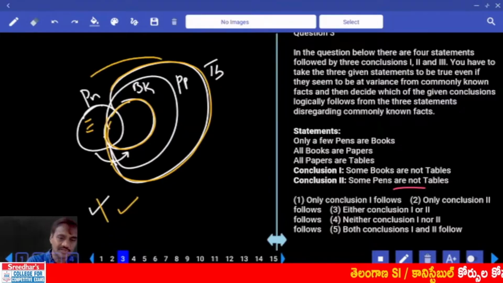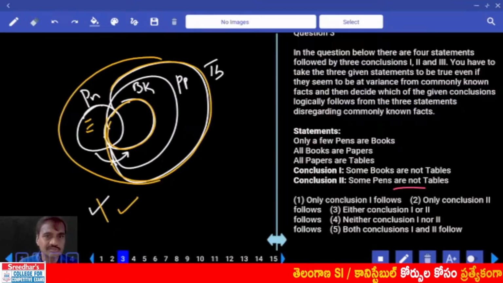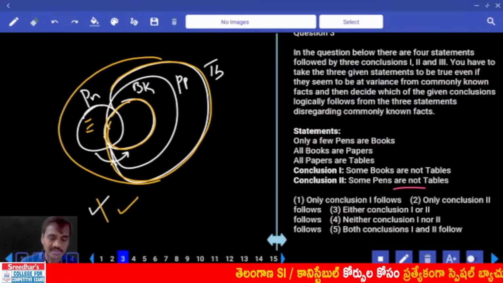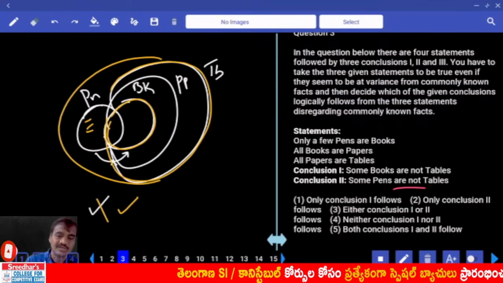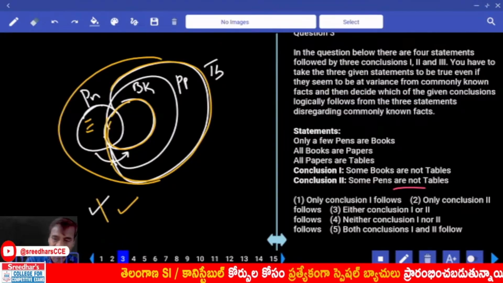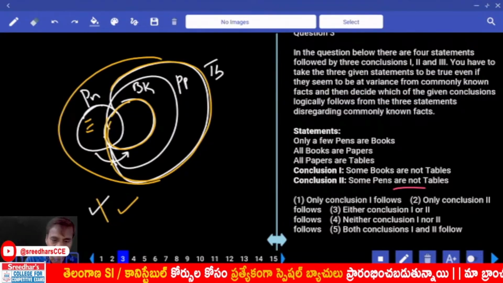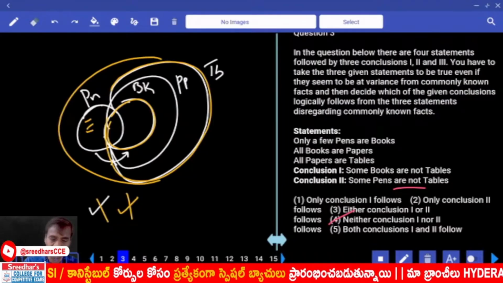To make this one false, can I draw a table like this or not? Clear? Hence what happened to this one? All pens are tables and this will be false. Then what is your answer? Neither 1 nor 2, choice 3.